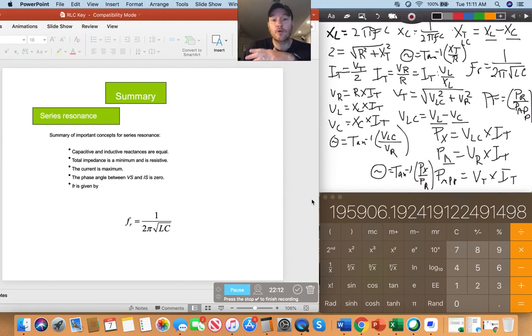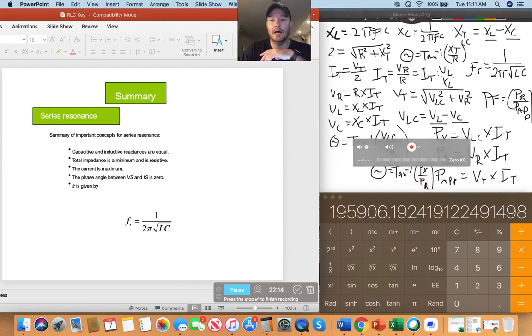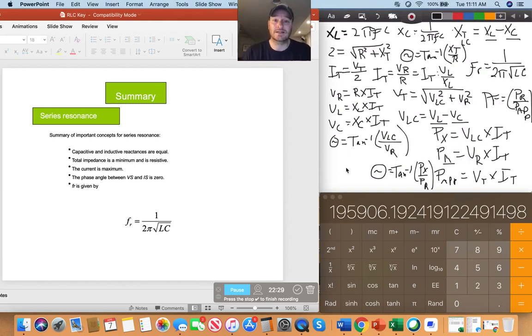And again, this is no real new math besides this right here, besides your resonant frequency. Everything else is basically the same formula, with the exception of that and the idea that you just have to subtract the voltages in your X of L and X of C. So yeah, I think it's pretty straightforward.